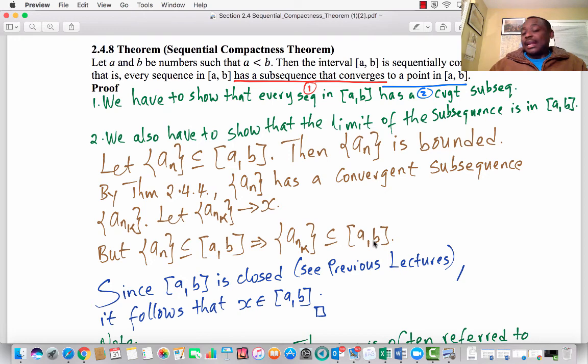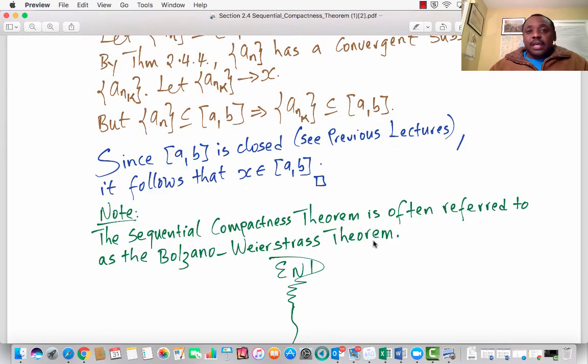Very short, elegant proof, but do not forget there are so many other theorems we have used in the proof of theorem 2.4.8. And before we close this section, we just want to inform you that the sequential compactness theorem is also known as the Bolzano-Weierstrass theorem. So if you pass somewhere and you hear some people talking about the Bolzano-Weierstrass theorem, they are talking about the sequential compactness theorem. The closed interval [a,b] is sequentially compact.